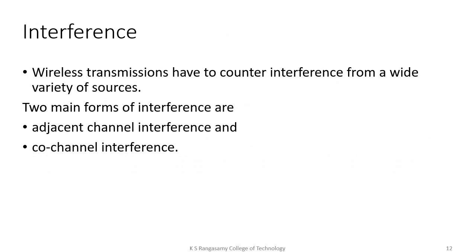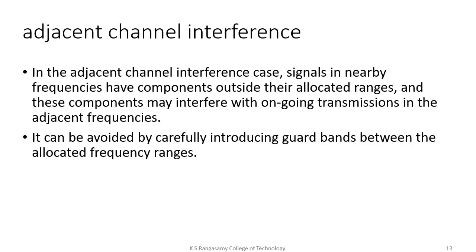So next, interference. So what is interference? Wireless transmissions have to counter interference from a wide variety of sources. Two main forms of interference are adjacent channel interference and co-channel interference. So first one, adjacent channel interference. What is adjacent channel interference? In adjacent channel interference, the signals in nearby frequencies have components outside their allocated ranges, and these components may interfere with ongoing transmissions in the adjacent frequencies.